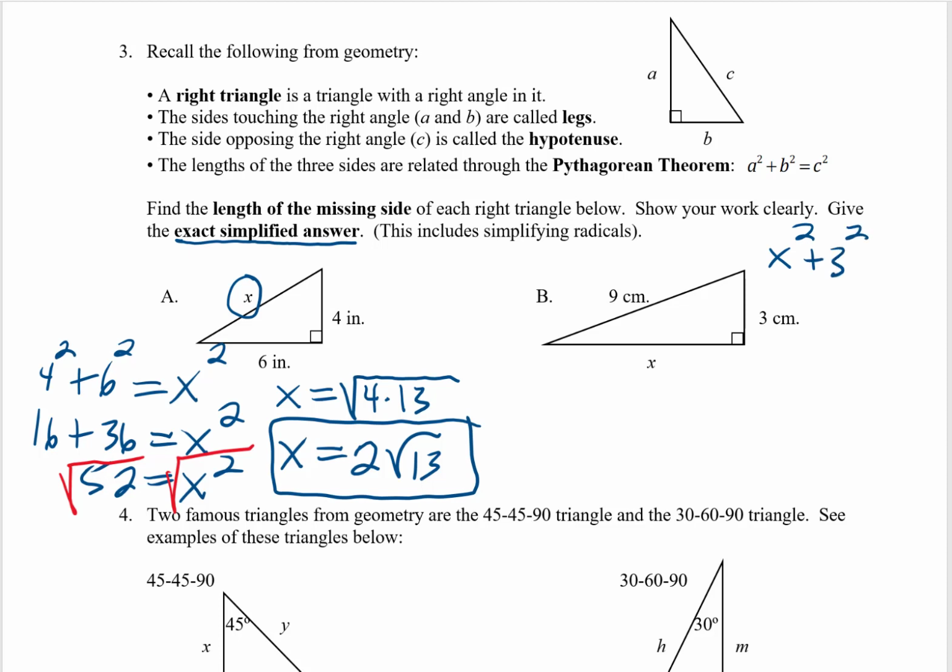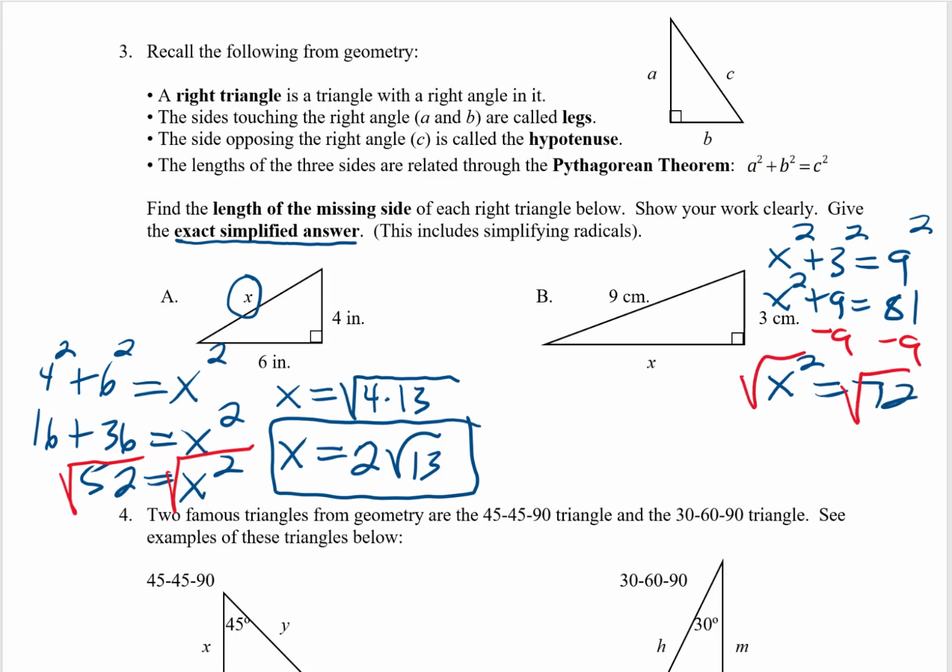In part B, the missing side is one of the legs, so I can write x squared plus the other leg squared equals the hypotenuse squared. That gives me x squared plus 9 equals 81. When I subtract 9 from both sides, I get x squared equals 72. I can solve for x in that same manner, square rooting each side.